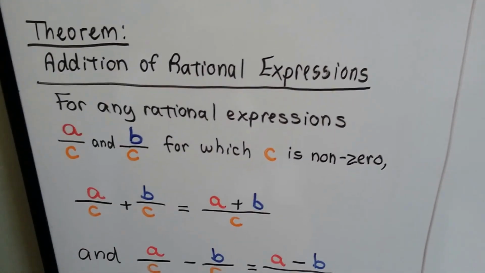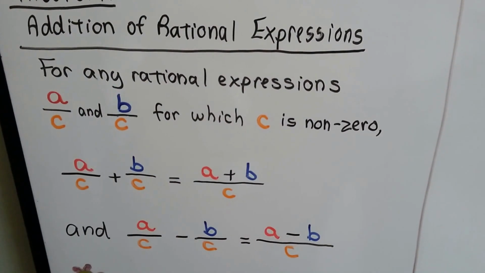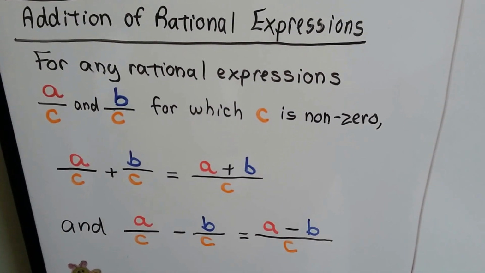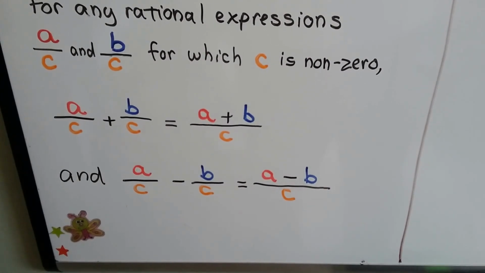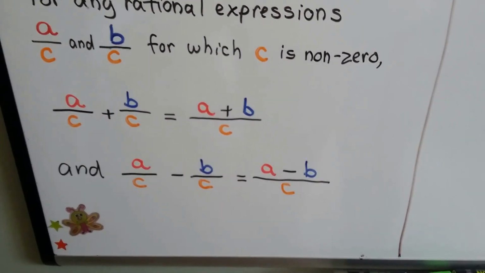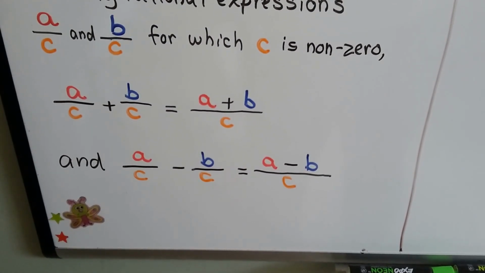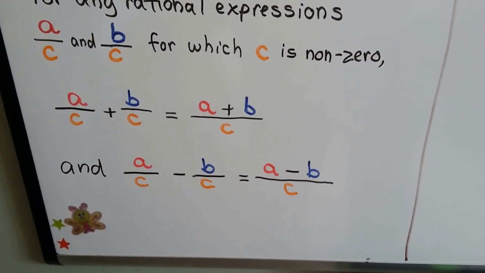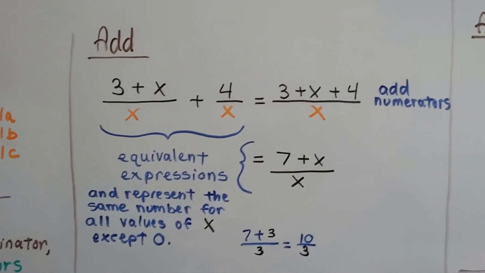Addition of rational expressions: for any rational expressions a over c and b over c, for which c is non-zero, because then it would be undefined, wouldn't it? A over c plus b over c would be the same thing as a plus b over c. And if we were subtracting, we'd have a minus b over c. We just slide that denominator over, don't we? So that's what we're doing here, and we're going to do it with rational expressions.